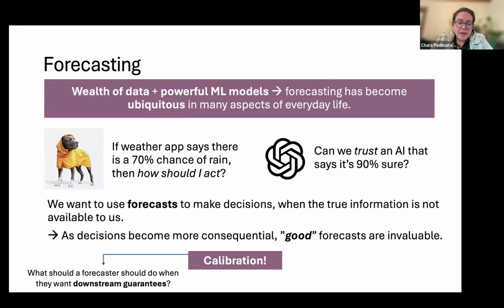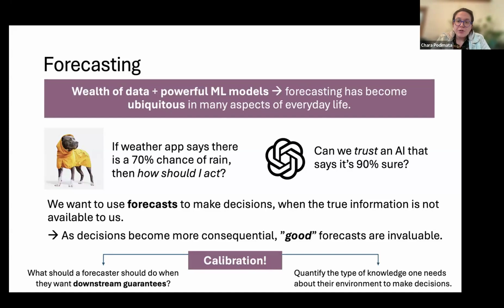On the one hand, calibration can help answer questions like what should a forecaster do when they want to have certain downstream guarantees. On the other hand, calibration can be a vehicle or a tool to help us quantify the type of knowledge that one needs about their environment in order to make good downstream decisions. Now, in more formal language, this may be a difference between a more normative versus a more epistemic view of calibration.